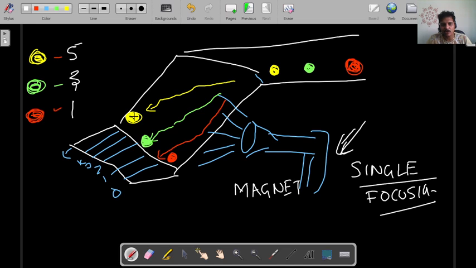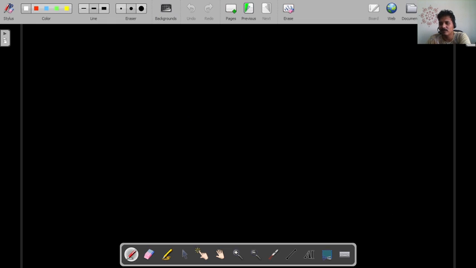Then according to its mass, it will undergo deflection. The heavier mass will undergo least deflection, the lower mass will undergo maximum deflection. So from the output you will be able to separate according to their mass to charge. That's the basic principle of single focusing mass spectrometer. We'll see with the instrument.